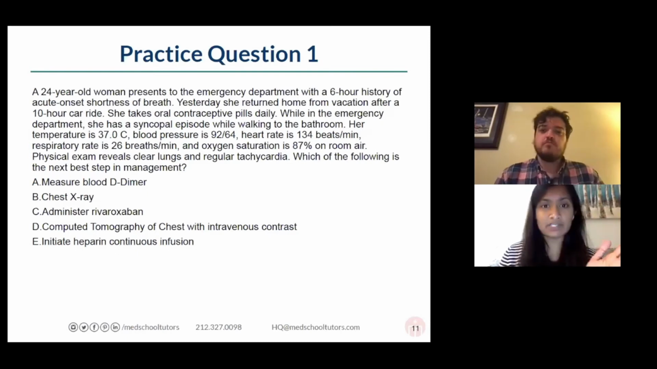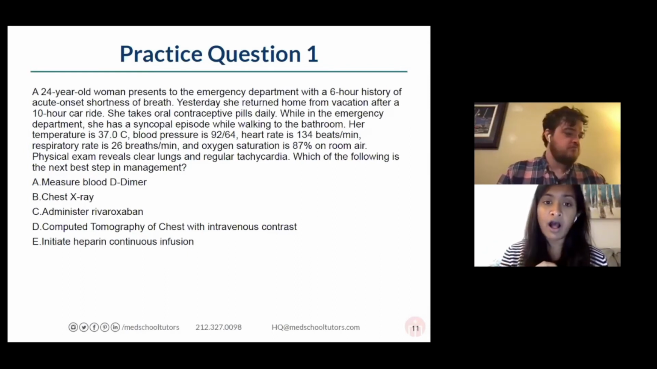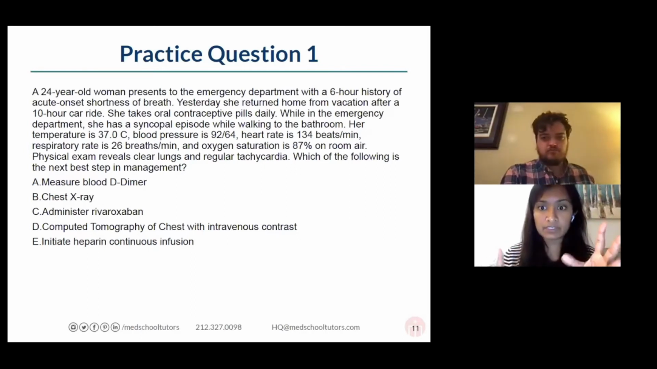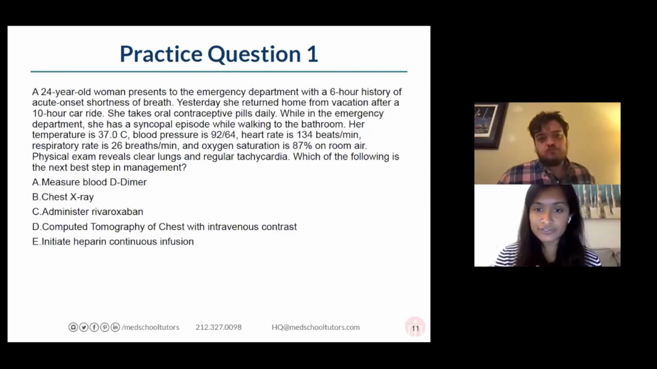Okay, so she's looking pretty sick to me, right? Her vitals are not within the normal range. She just had a syncopal episode, which makes me think that she really is not compensating well. So I'm really worried about an acute PE in this patient. And I'm worried that she's going to decompensate fairly quickly because she literally just fainted. So physical exam: clear lungs, regular tachycardia. Okay, that all fits with PE, right? You wouldn't expect to hear anything as far as lung sounds. And tachycardia, sinus tach, is classic for PE, right?